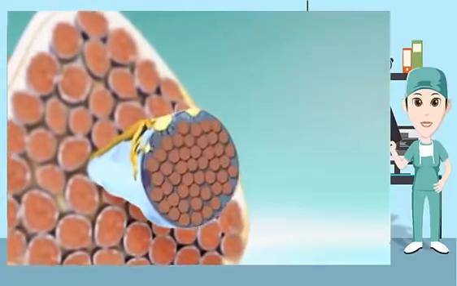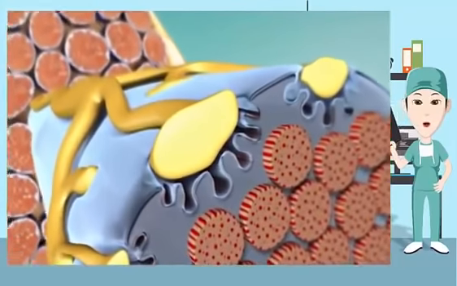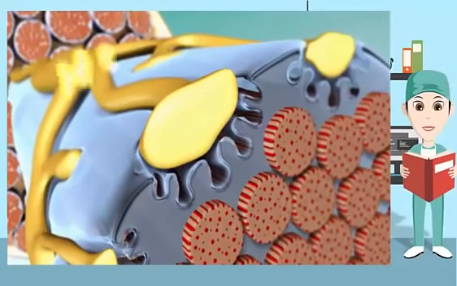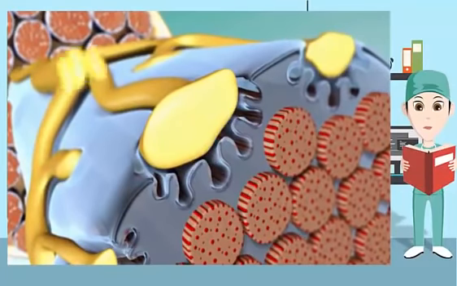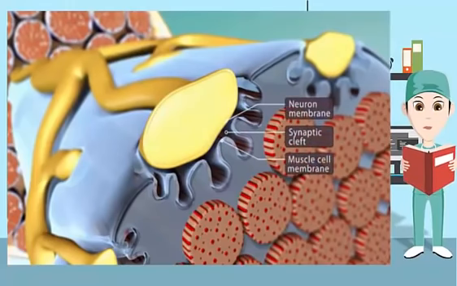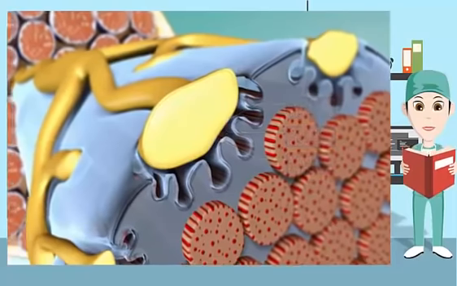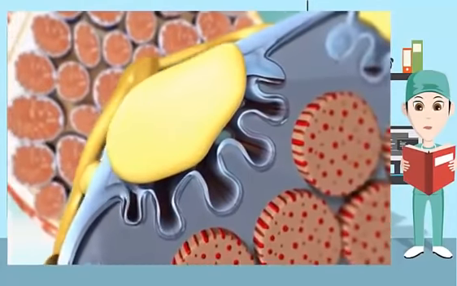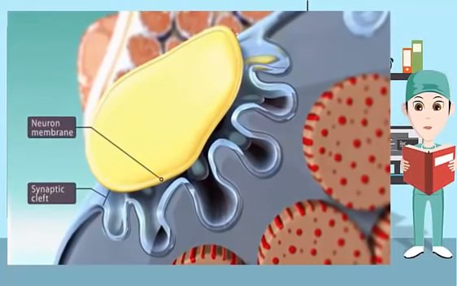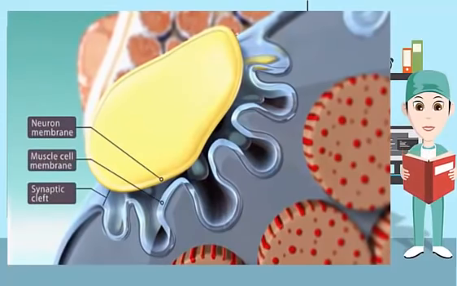To cause muscle contraction, the motor neuron must initiate an electrical impulse in the skeletal muscle cells, even though the muscle and neuron cells do not touch. There is a gap known as the synaptic cleft between the neuron membrane and the muscle cell membrane that only a chemical signal can cross. The neuromuscular junction is this chemical synapse between the motor neuron membrane and the muscle cell membrane.